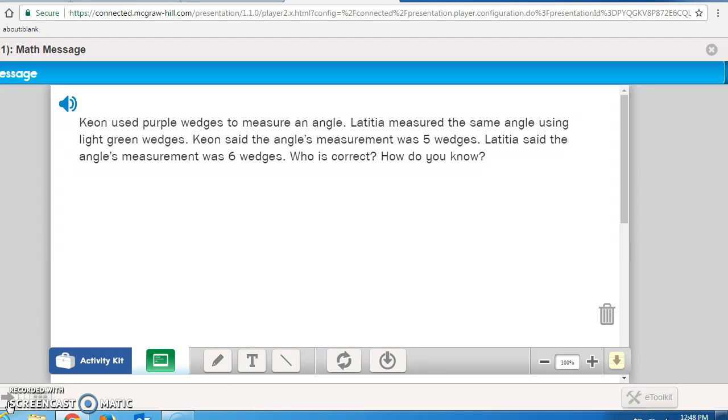For this next part, I would like you to get out Math Masters page TA47. It says, Kian used purple wedges to measure an angle. Letitia measured the same angle using light green wedges. Kian said the angle's measurement was 5 wedges. Letitia said the angle's measurement was 6 wedges. Who's correct? And how do you know?